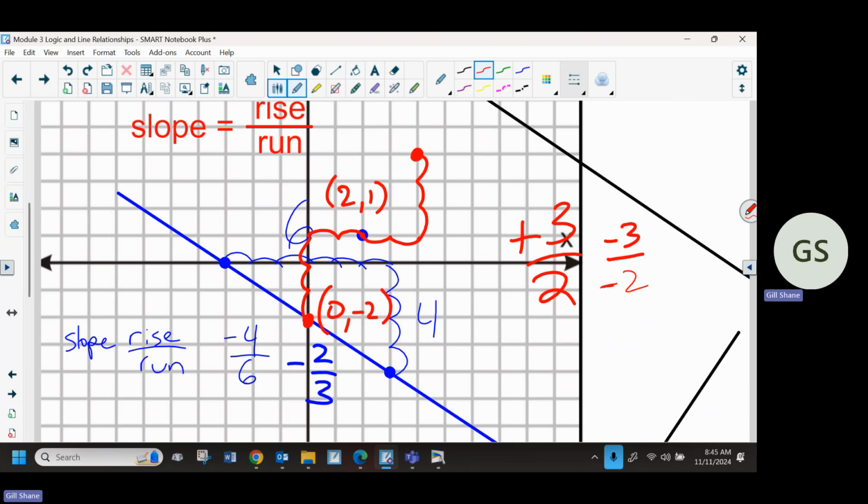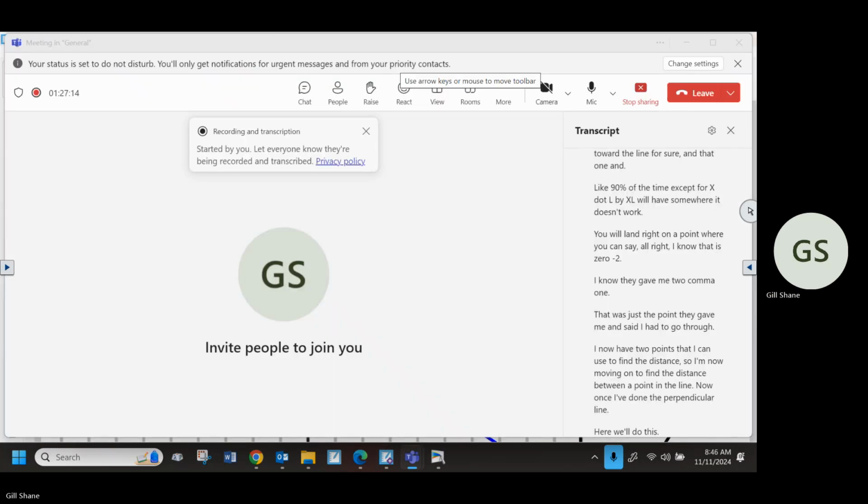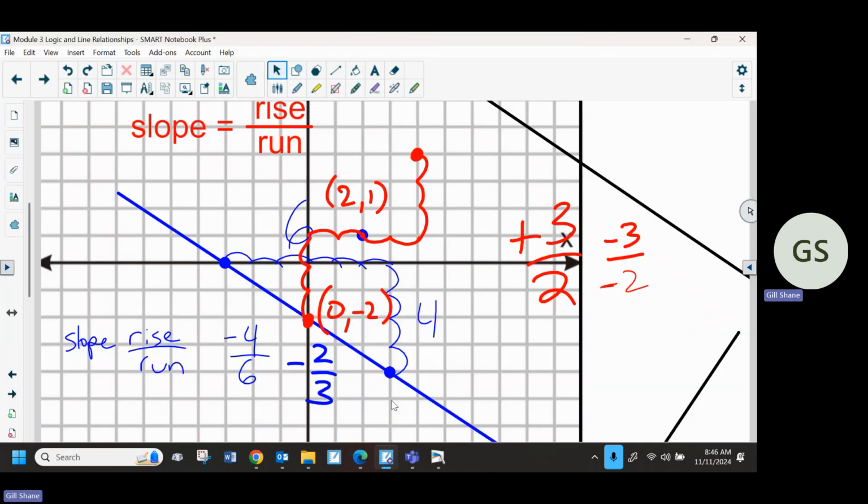Now, once I've done the perpendicular line, here, we'll do this. We've really been off today. I'll use the mouse better.